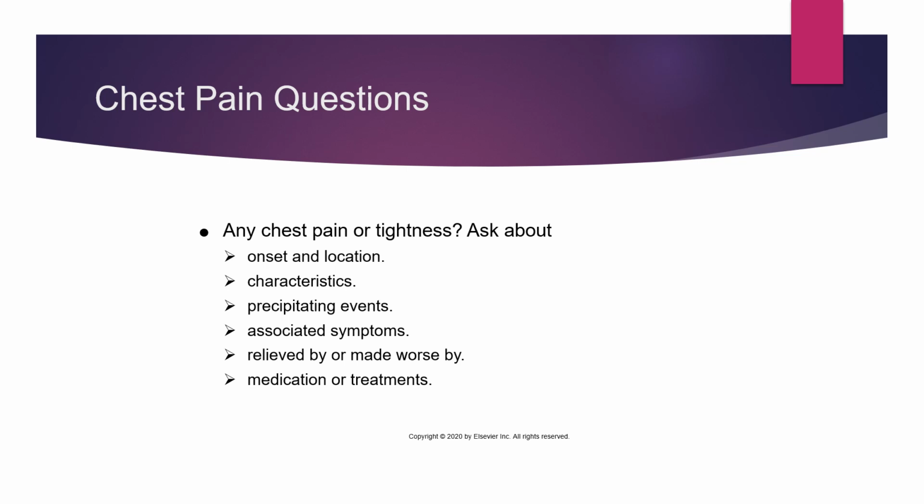What were you doing before the chest pain started? That's your precipitating events. So we need to know about that. What were you doing? Did anything make it better? Did anything make it worse? And did you take any medication for it? Did that medication help, or did it make it worse? Have you had chest pain in the past, and what do you usually do when you have chest pain?